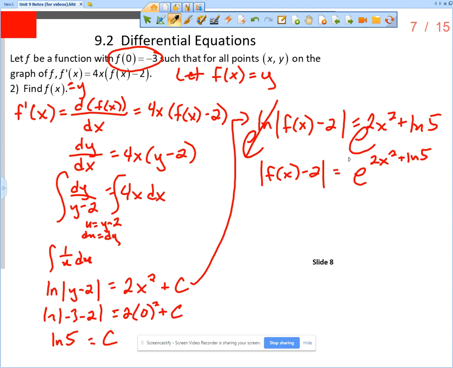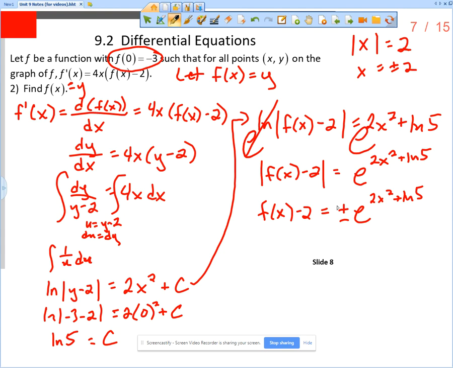How do I get rid of an absolute value? Let me ask you a question. Up here on the side, if I have the absolute value of x equals 2, think about it. That means x could be 2, or x could be negative 2. So really, how do I get rid of the absolute value? I just put a plus or minus on the other side. That's really it. So if I have the absolute value of f of x minus 2, then f of x minus 2 could equal the positive or negative e to the 2x squared plus the natural log of 5. So that's pretty easy.